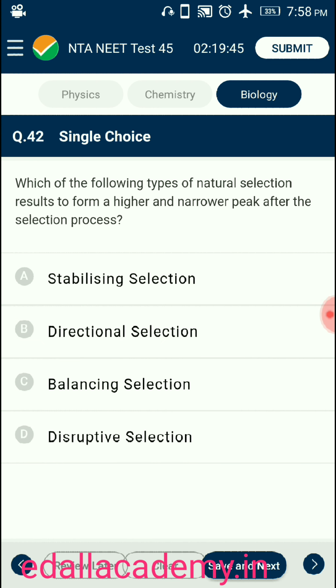Question number 42. Which of the following types of natural selection results in a higher and narrower peak after the selection process? When selection acts to eliminate both extremes from an array of phenotypes, it is called stabilizing selection. The frequency of the intermediate type, which is already the most common, is increased. The answer for this question is option A, stabilizing selection.